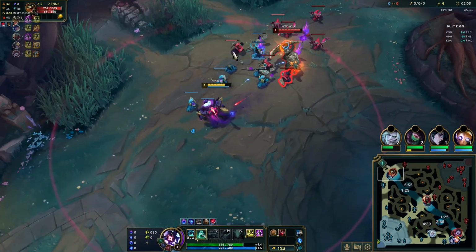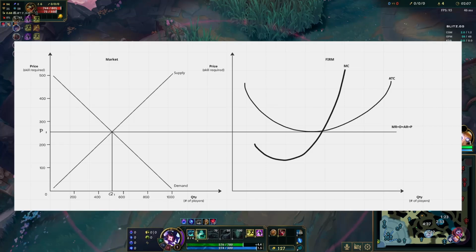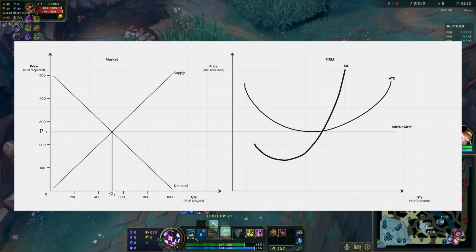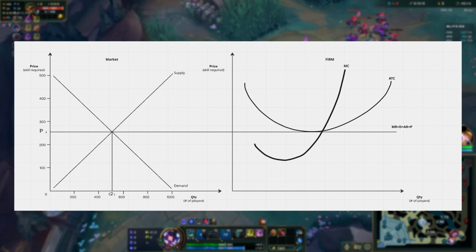There's 4 different types of competitions, and we'll start with perfect competition. Here, you can see the graphs for the market versus the firm, with the market being towards the left and firm being on the right.